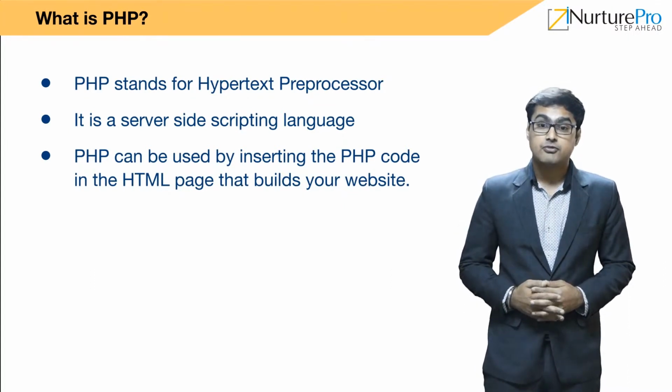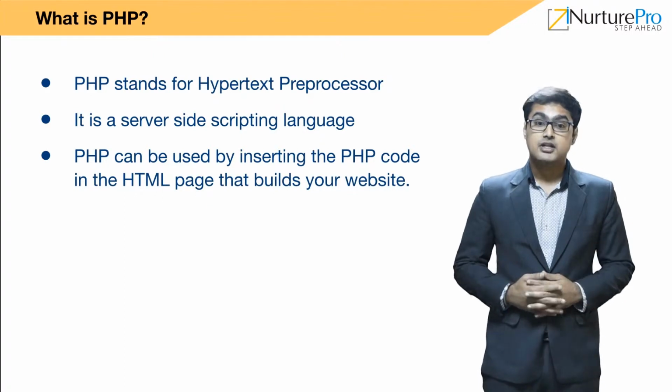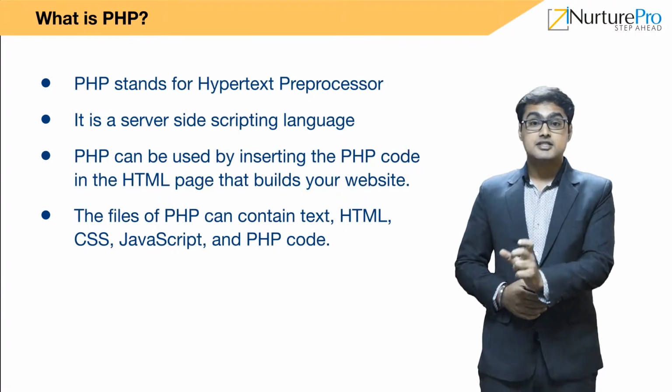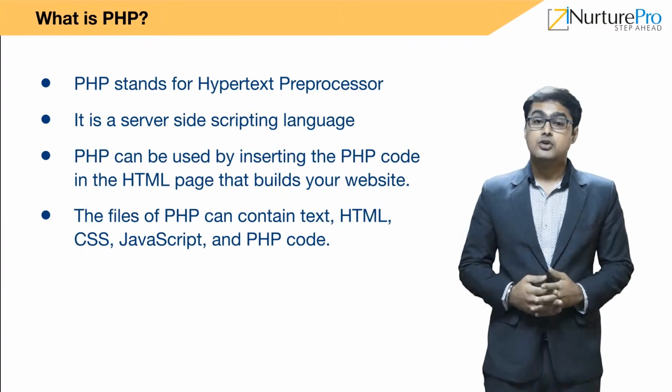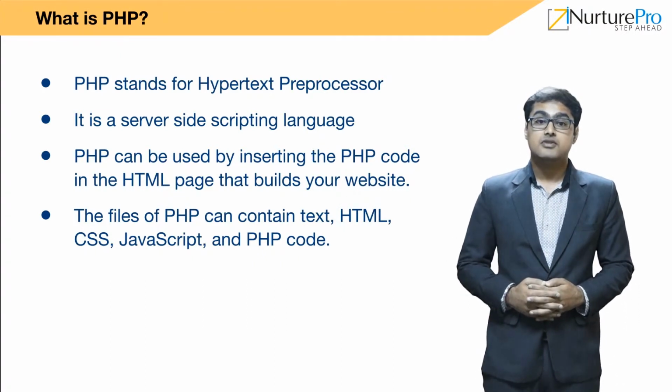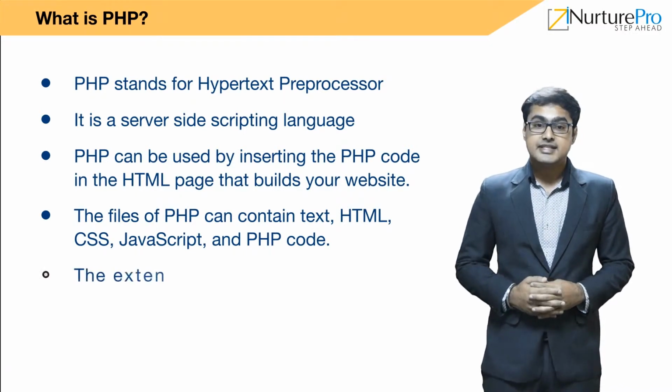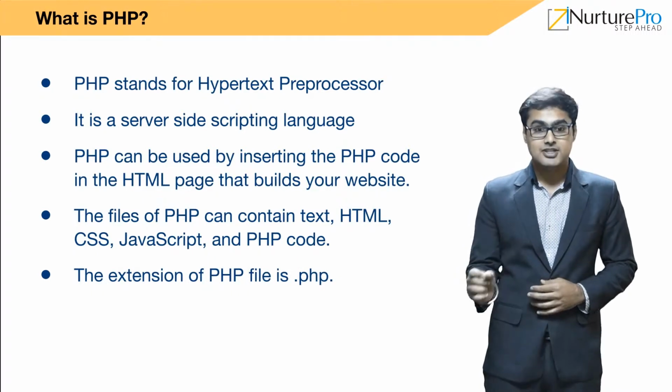Some of the features of PHP files are as follows. The files of PHP can contain text, HTML, CSS, JavaScript and PHP code. The code of PHP is executed on servers and the result is returned to the browser as plain HTML. The extension of a PHP file is .php.